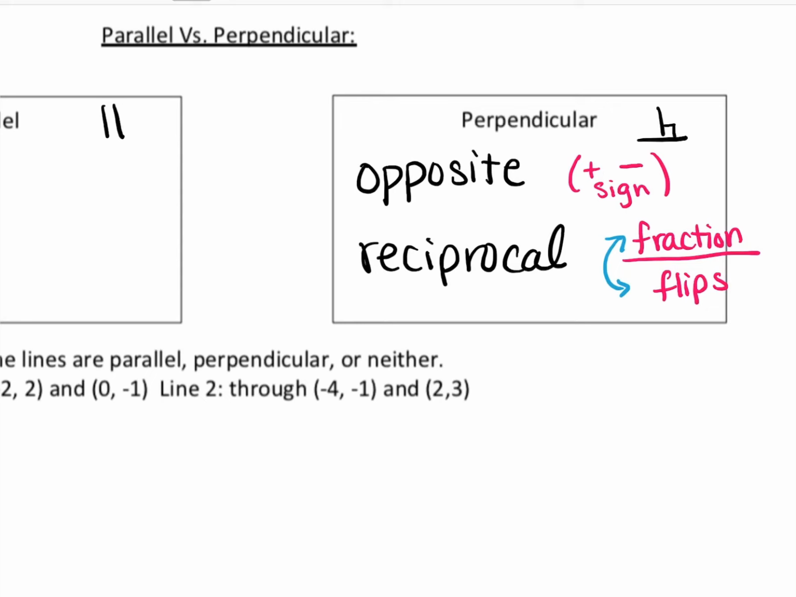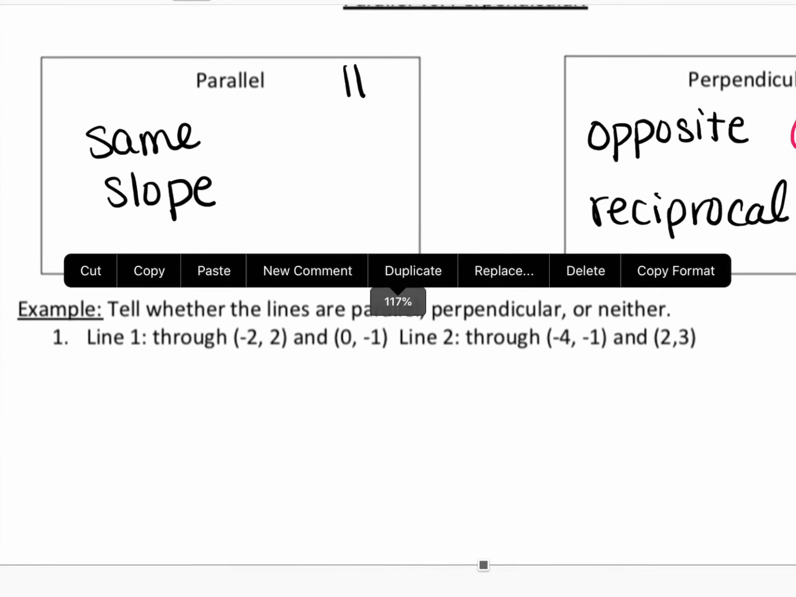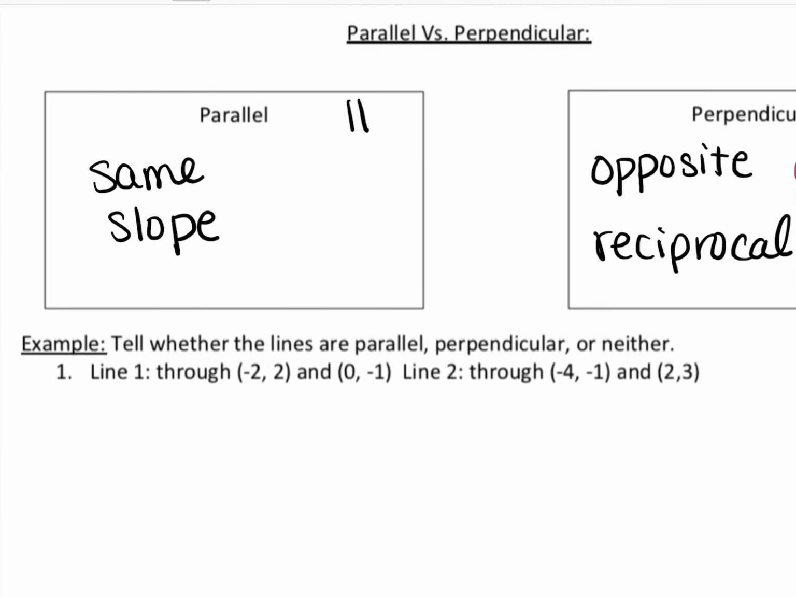Okay, let's solve an example. Let's see if we can tell whether the lines are parallel, perpendicular, or neither. Here we have line 1, which has these 2 points, (-2, 2) and (0, -1). And line 2, we have (-4, -1) and (2, 3). So I'm going to start by finding the slope for line 1, which if I plug into my change in y over change in x, we get -1 minus 2 over 0 minus -2. Again, negative times a negative in the denominator gives me a positive. We end up getting -3/2.